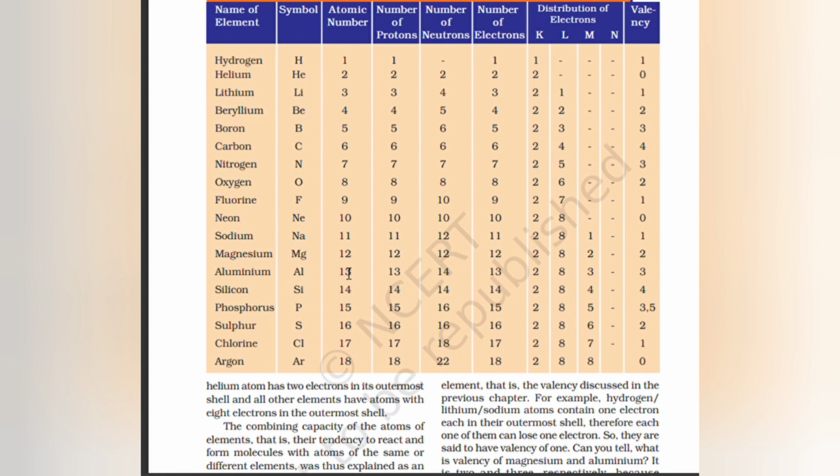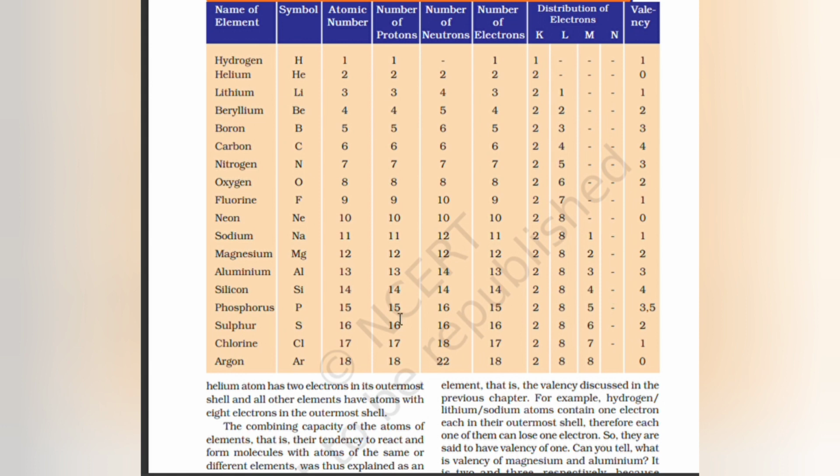Magnesium: 12 protons, 12 electrons, 12 neutrons, K shell 2, L shell 8, M shell 2, valency 2. Aluminium: atomic number 13, number of protons 13, neutrons 14, electrons 13, K shell 2, L shell 8, M 3, valency 3. Silicon, Si: atomic number 14, protons 14, neutrons 14, electrons 14, K shell 2, L shell 8, M 4, valency 4.